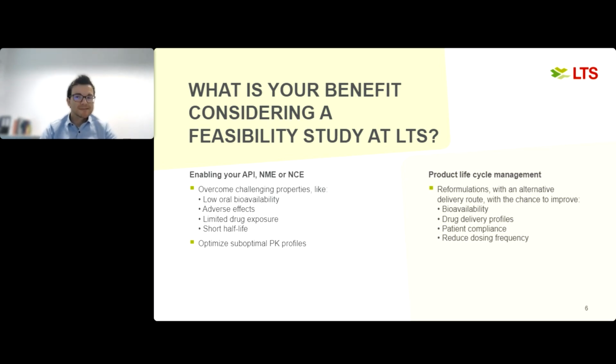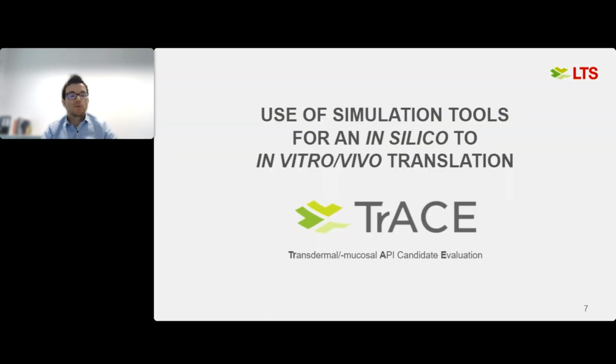The other use case could be product life cycle management, where a marketed approved dosage form is reformulated. We can furthermore improve certain aspects like the bioavailability, the drug delivery profiles, the compliance of the patient, or even reduce the dose frequency, looking for example at transdermal systems.